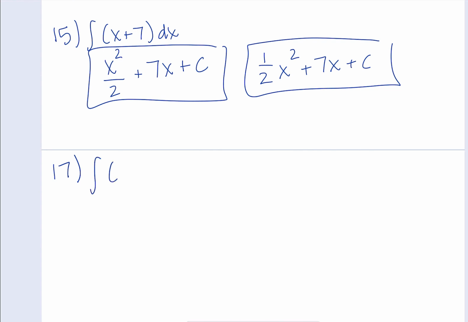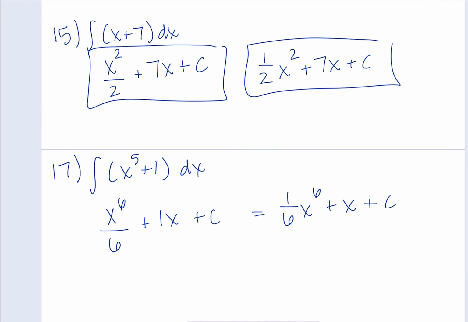Number 17. We have x to the 5th plus 1 dx, so we have 2 terms that we need to do. So this will be x to the 6 over 6 plus 1x plus c. So we can make that 1/6 x to the 6 plus x plus c.